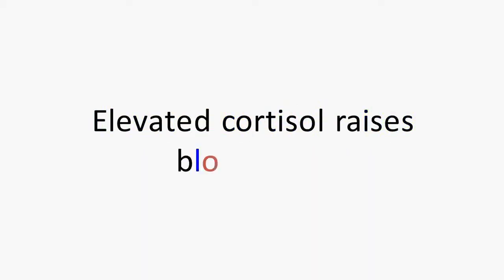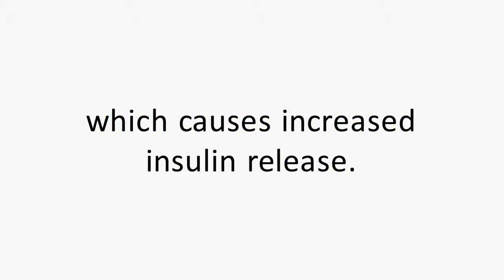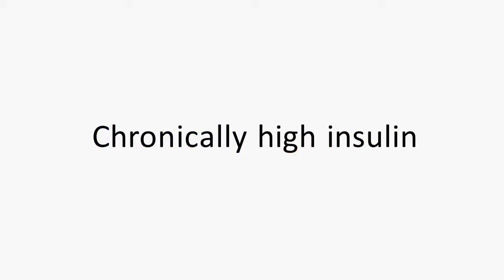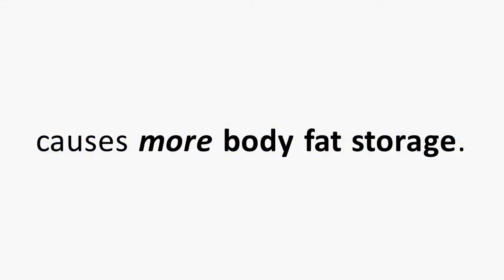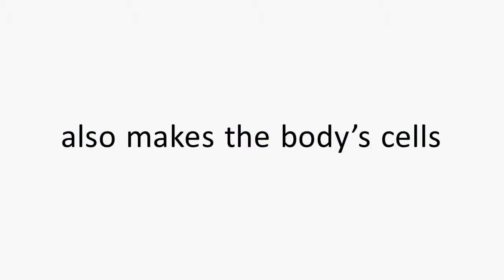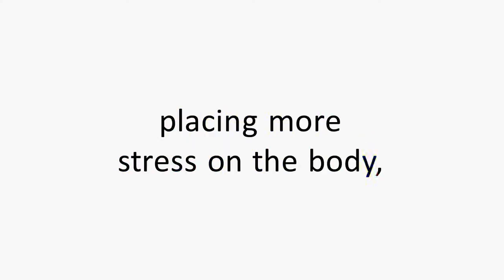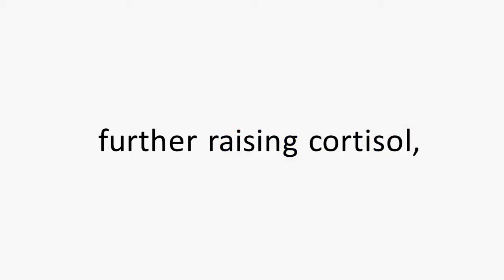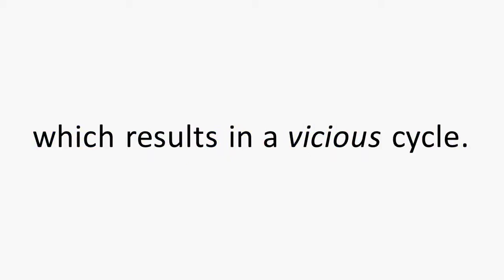In the day 1 and 5 videos, I discuss that chronic stress causes the hormone cortisol to remain persistently elevated. Elevated cortisol raises blood glucose, which causes increased insulin release. Chronically high insulin causes more body fat storage. Chronically high insulin also makes the body's cells less receptive to insulin, placing more stress on the body, further raising cortisol, which results in a vicious cycle.